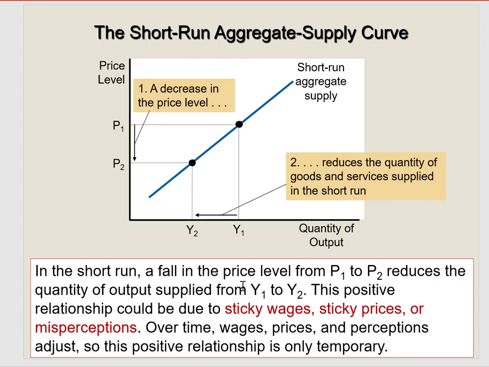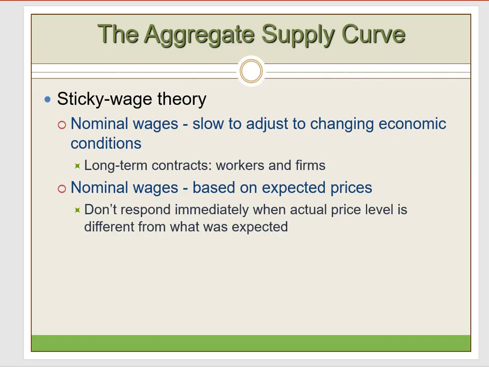Why this happens is mainly because of three reasons. There may be more, but the major reasons that macroeconomists have come up with are sticky wages theory, sticky price theory, and misperceptions theory. These three theories explain why we have this upward sloping curve. Now, this is a short run case. In the long run, the aggregate supply curve is a perfectly vertical straight line. We'll come to that in another video. But for now, let's look at the justifications for why the aggregate supply curve is upward sloping, or positively sloping.